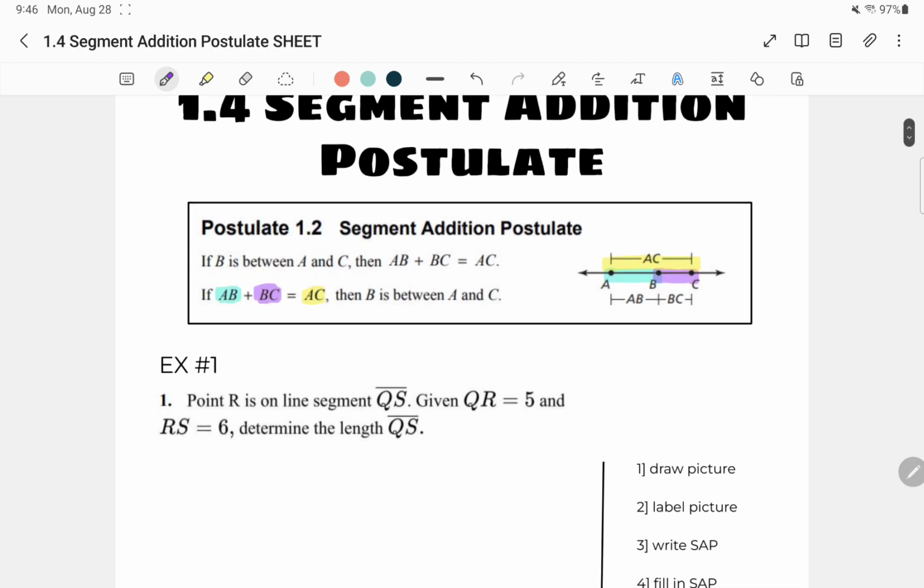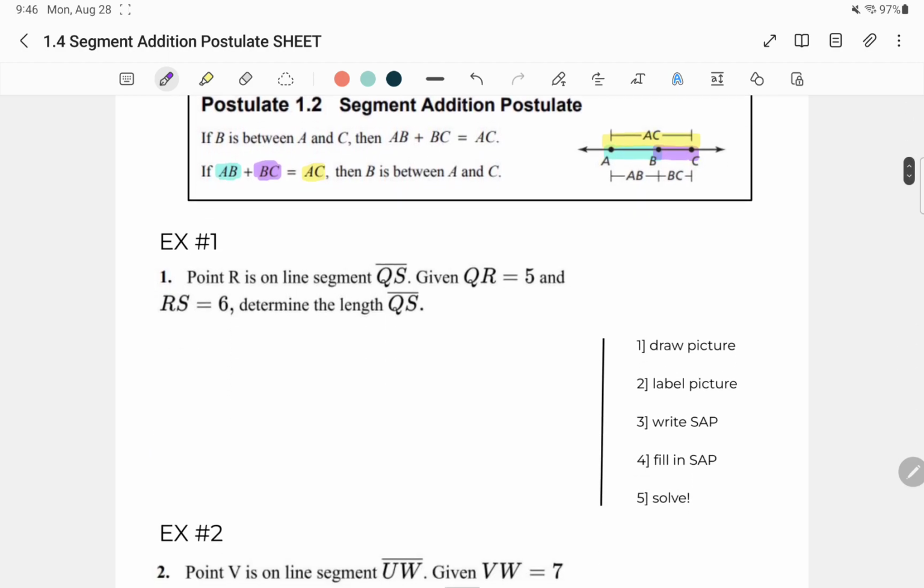So example number 1 says if point R is on line segment QS and given QR is equal to 5 and RS is equal to 6, determine the length of QS. So first we're going to draw our picture. So our line segment QS, remember how we name our line segment with the endpoints? So our endpoints are Q and S, and point R is just anywhere on it. So I'm going to put R in the middle here.